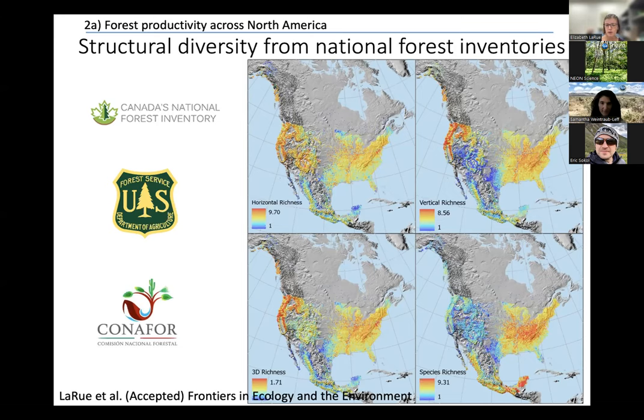So I want to point out a couple of noticeable patterns and differences in structural diversity versus species richness. For both horizontal richness and vertical richness, we see higher values of richness in the eastern United States and the western, particularly the Pacific Northwest. Whereas with species richness, we see our highest richness values in the eastern United States, but then southern Mexico and the Yucatan. So we see some pretty large differences in spatial patterns of the larger richness values. And this may translate into relationships with structural diversity versus species diversity and their ability to predict productivity.